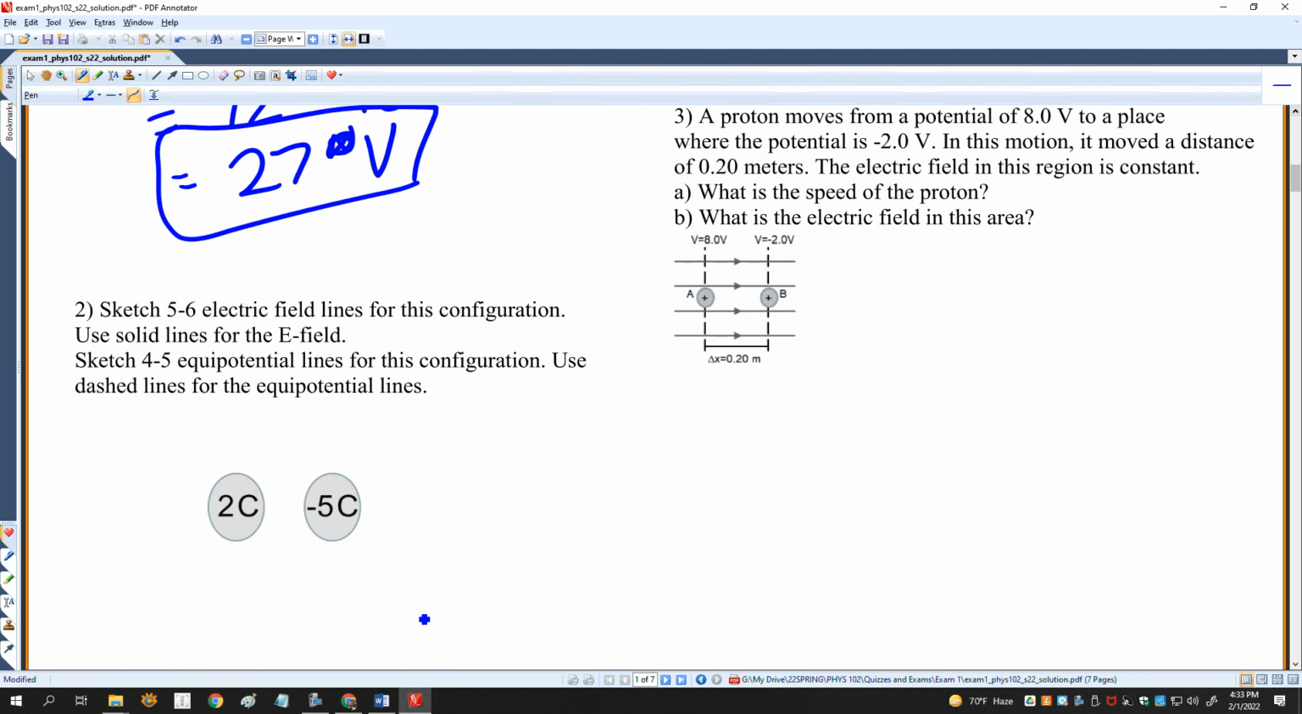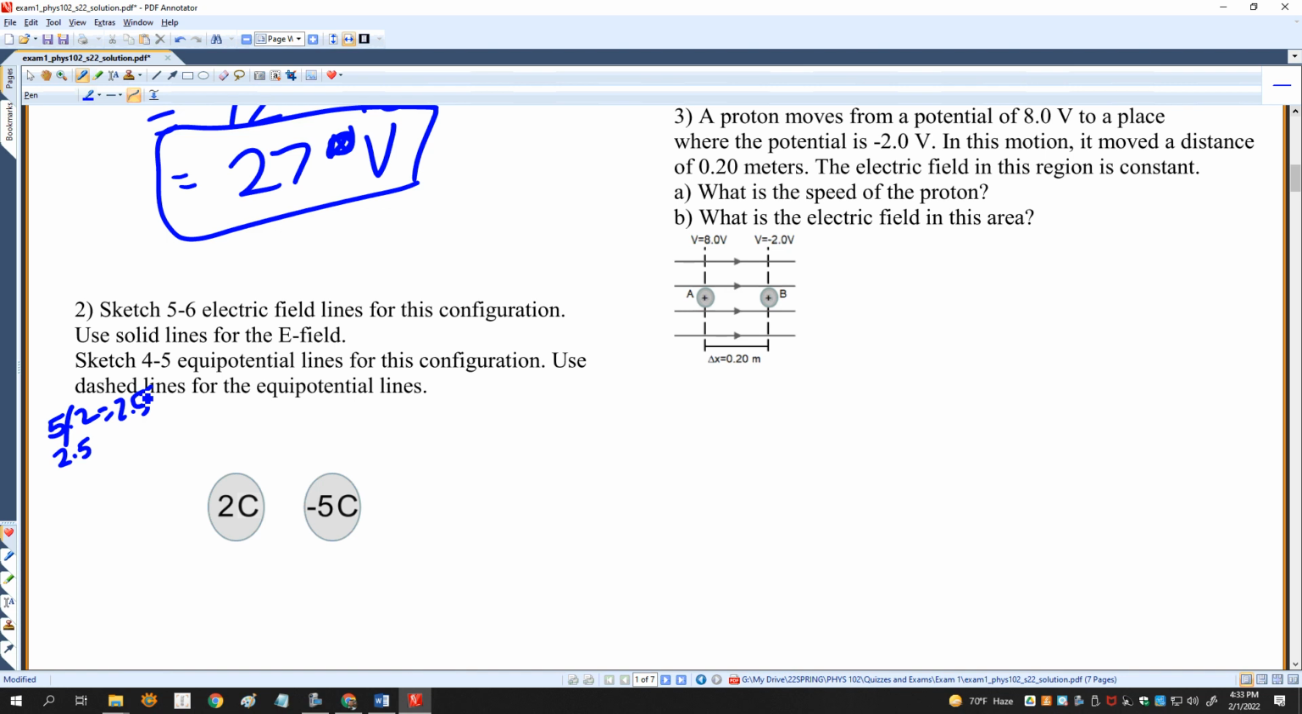Okay, sketch 5 to 6 electric field lines. It's important that we get the appropriate number of field lines, and a really great way to do this is, well, I know that the ratio of the field lines has to be 5 to 2. That means that the 5 coulomb charge should have 2.5 times more, because 5 divided by 2 equals 2.5, should have 2.5 times more lines than I do for the 2.